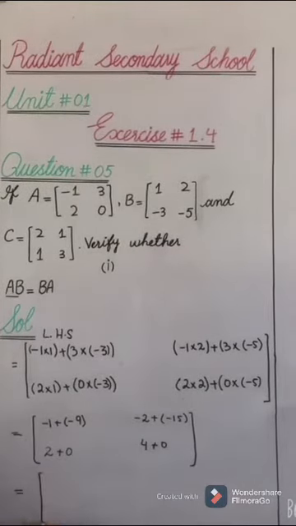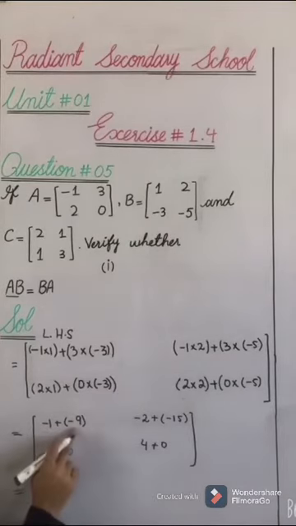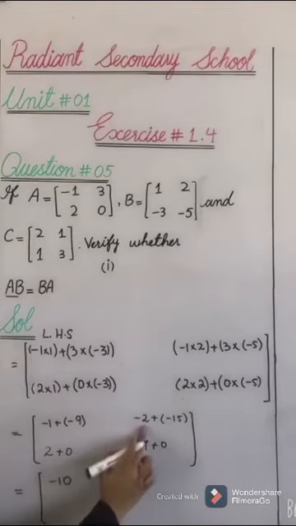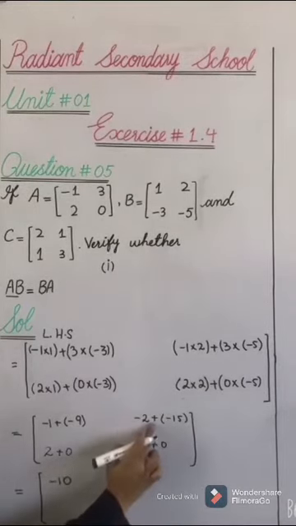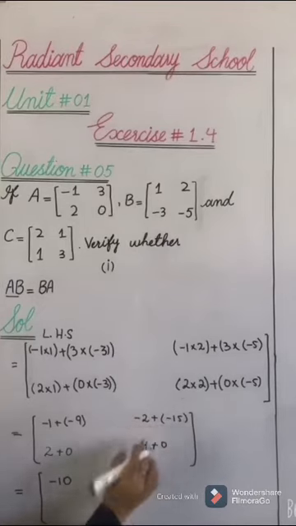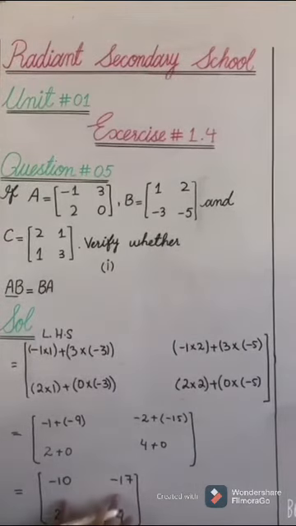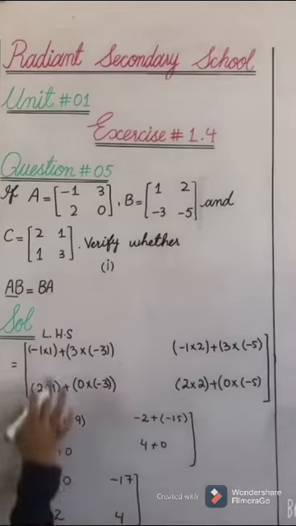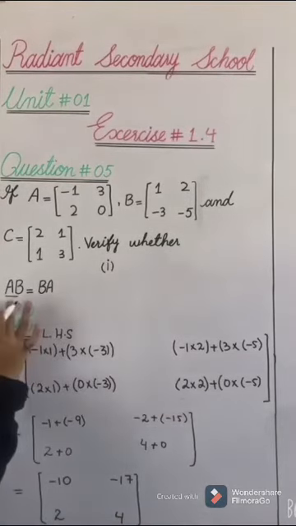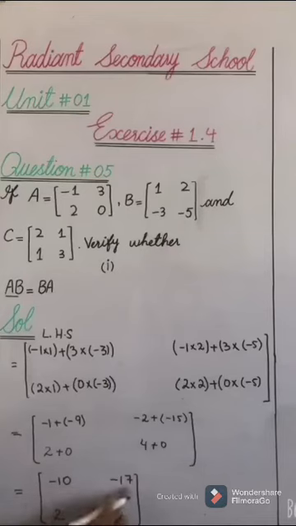Solving this again, we get -1 plus -9, which is equal to -10. In the next entry, -2 plus, and this plus and minus would be minus, so -2 minus 15 would be equal to -17. Now 2 plus 0 would be equal to 2, and 4 plus 0 would be equal to 4. So this matrix, which you can see here, is the left hand side of AB is equal to BA. We have the left hand side equal to -10, -17, 2 and 4.